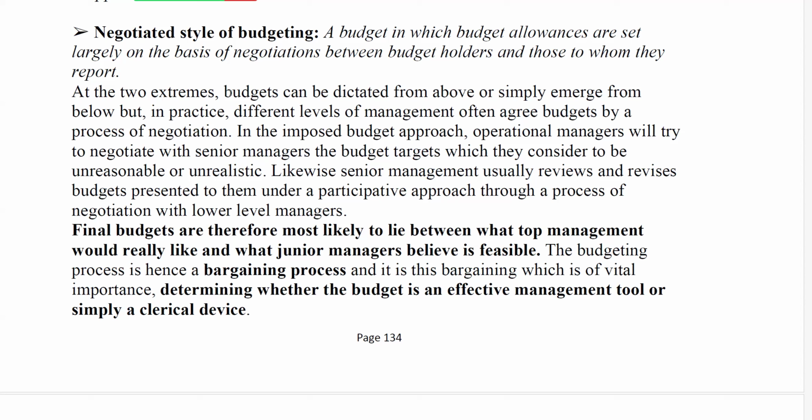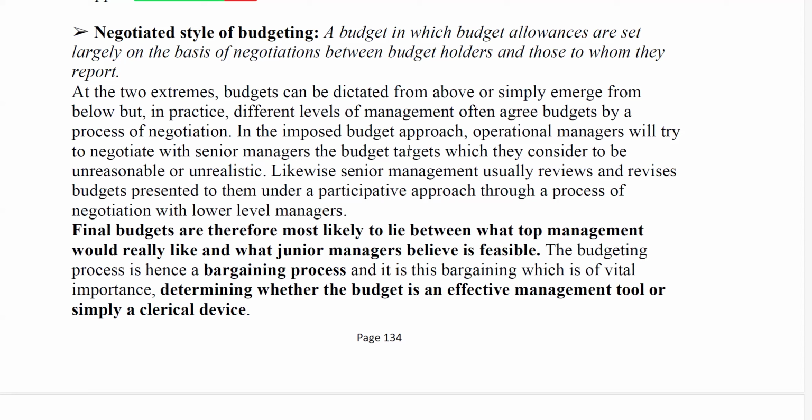So this one we negotiate. It is a type of what? Budgeting system which is in between the imposed style and the participative style. So we decide, we agree on it, right? At the two extremes, budgets can be dictated from above or simply emerge from below. But in practice, different levels of managers will agree the budget by a process of negotiation, right? So this one is in between the participative style and the top-down approach or the imposed style.